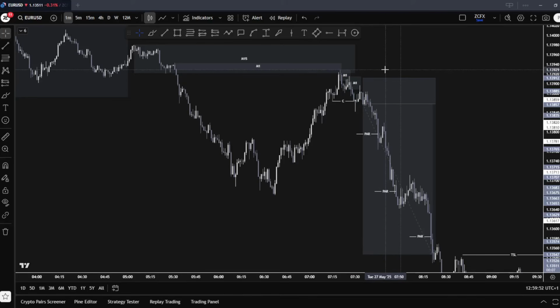Obviously I didn't trade yesterday because it was a bank holiday and I was traveling back from the United game. I was in my own box, which was a brilliant weekend, by the way.